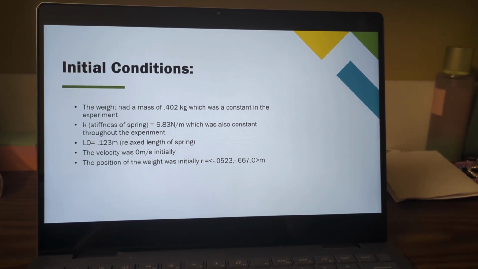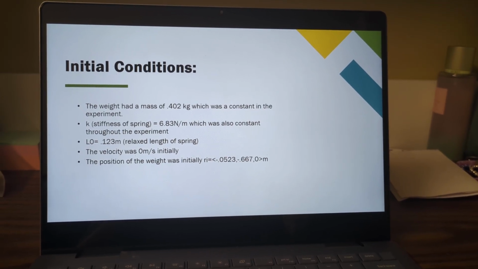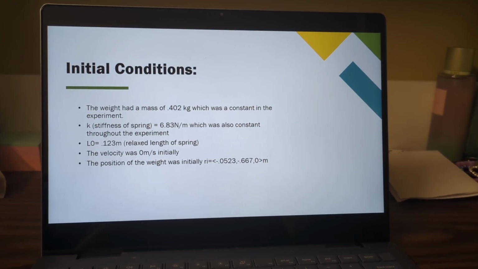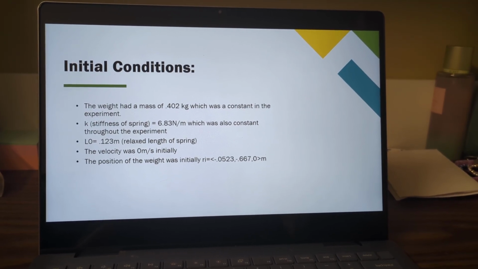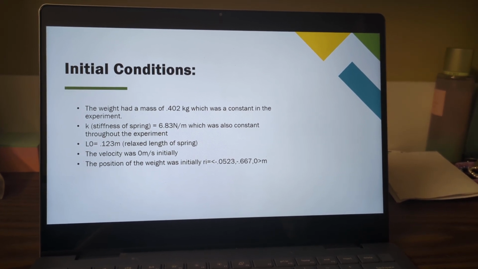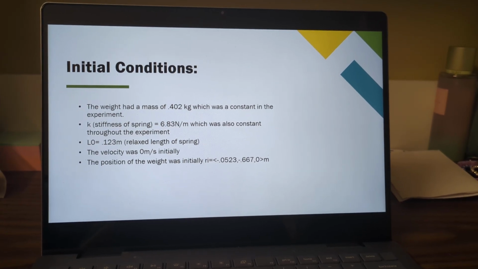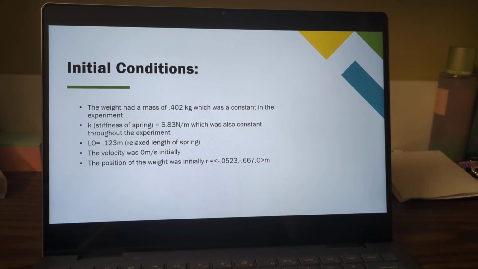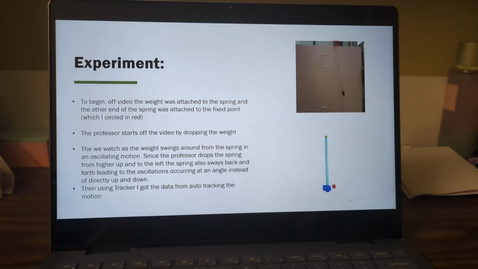Initial conditions. The weight had a mass of 0.042 kilograms, which was a constant in the experiment. The k, the stiffness of the spring, was also a constant, which was 6.83 Newtons per meter. And the relaxed length of the spring was 1.23 meters, and the velocity was initially 0 meters per second, and the position of the weight was initially -0.0523 meters in the x direction, and -0.667 meters in the y direction, and 0 in the z direction.